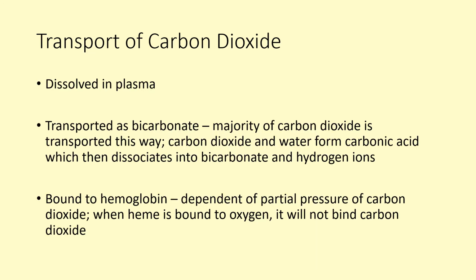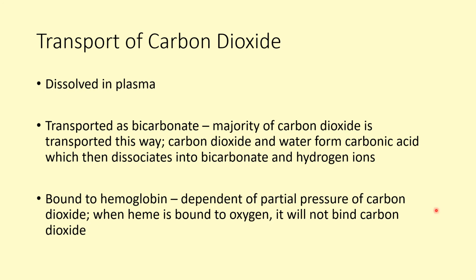For carbon dioxide, there's three ways that it's transported. As I said just a little bit ago, it can be dissolved in the plasma. It can be transported as bicarbonate. As I said, that is the way the majority of the CO2 is transported. What happens is that carbon dioxide and water form carbonic acid. Then carbonic acid dissociates into the bicarbonate ion and hydrogen ion.